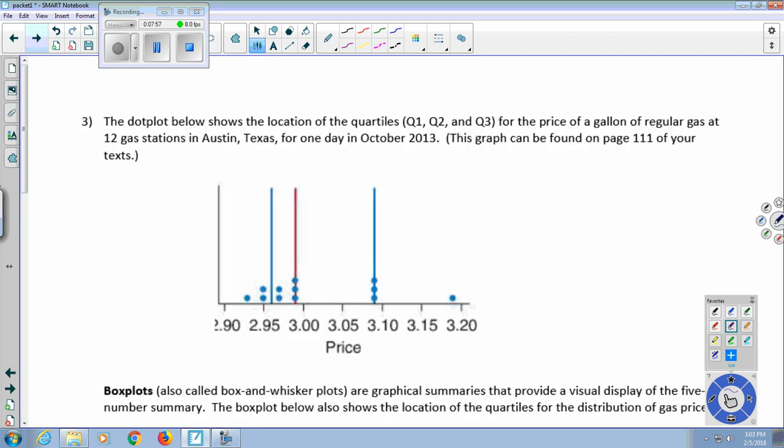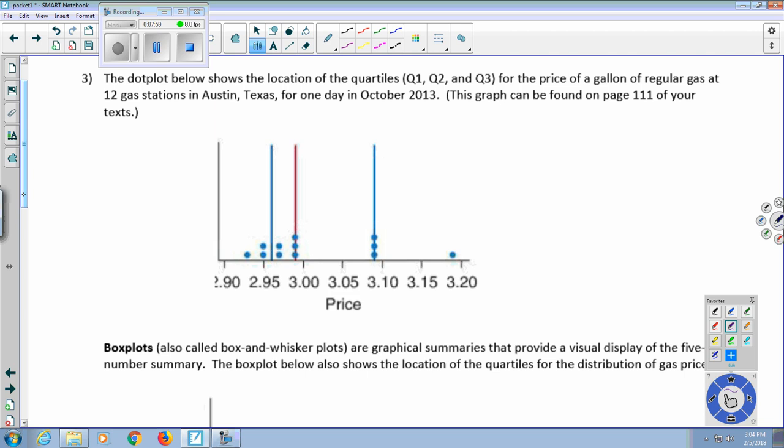The dot plot below shows the location of the quartiles, Q1, Q2, and Q3. So here's Q1, Q2, and Q3. Remember that Q2 is the median. It splits your data in half. So 50% is less than that line, 50% is greater. And so this is the price of gas in Austin, Texas.